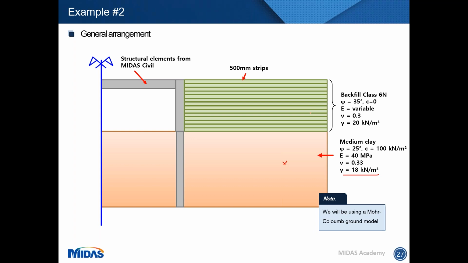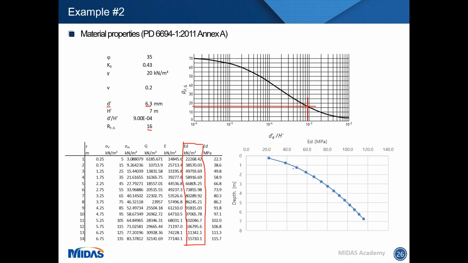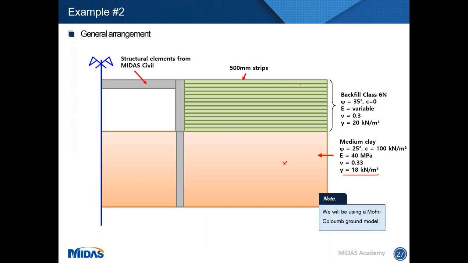And as we have seen before, the elastic modulus varies with the depth. So what we are going to model is a series of strips, horizontal strips, and every one of these strips will have a variable Young modulus. But all the other properties will be the same. The internal friction angle, the cohesion, density, and the Poisson ratio are going to be kept constant, and we're going to vary the Young modulus with the depth.